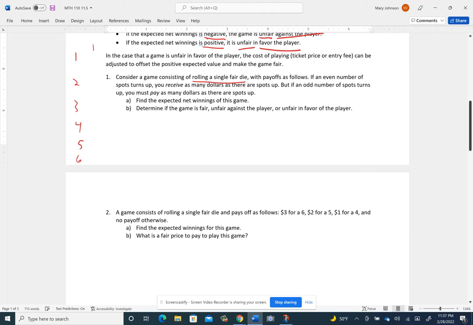Okay. And we know there's an equal chance of getting any one of those numbers. So a 1 out of 6 chance of getting any one of those. All right, so let's see what happens here.